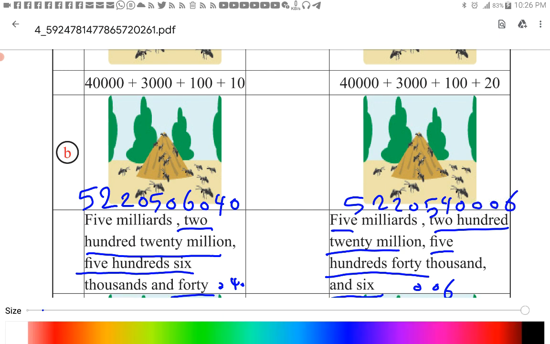Then compare between the two numbers, counting the number of digits first. Here we have 3, 6, 9, 10, and here 3, 6, 9, 10. Start comparing from the left. Here 5, and here 5. Here 2, and here 2. Here 2, and here another 2. Here 0, and here 0 also. Here 5, and here 5. After 5, here we have 0, and here we have 4. So 4 is greater, so we will put the sign smaller than.